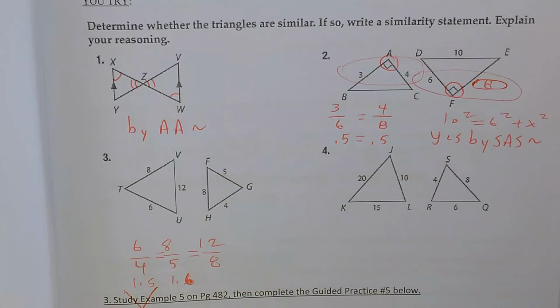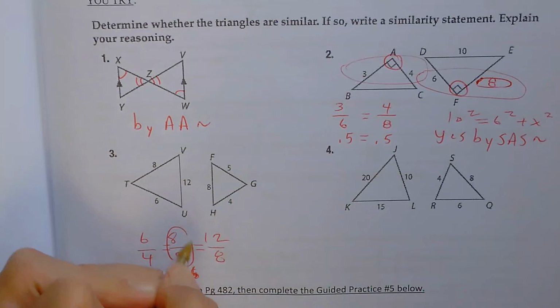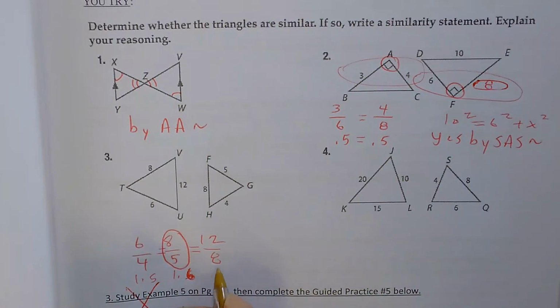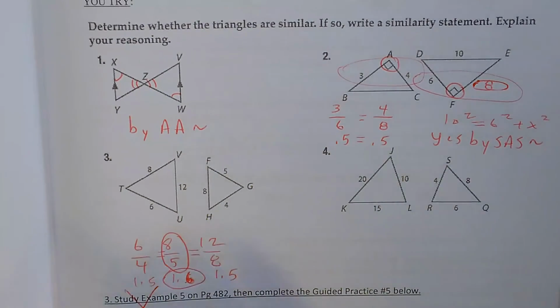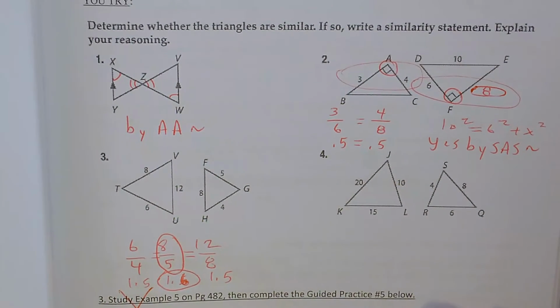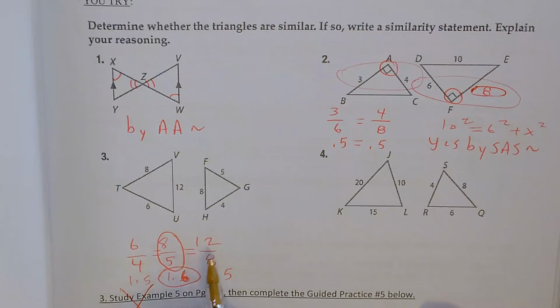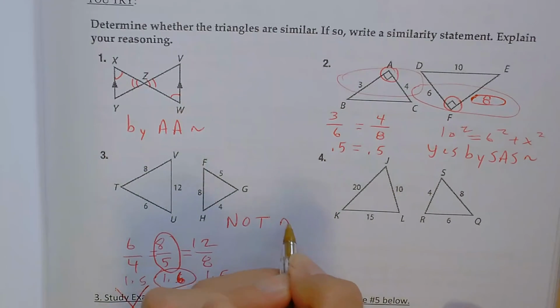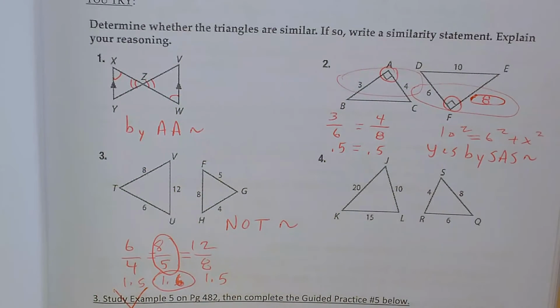Okay, so what you've noticed there is, let me make sure that, yes, this does not work. Even though the rest of them, if I go 12 divided by 8, that's 1.5. This is really, really close. It might be distant relatives, but they are not similar because my sides were not all proportional. I had one fraction that wasn't, so I'd have to say not similar. We used SSS to check that, and it didn't work.